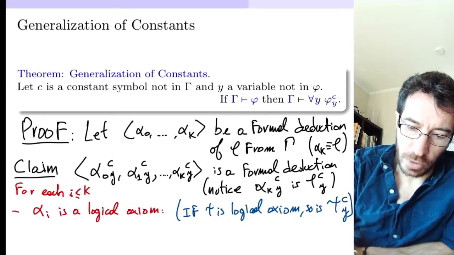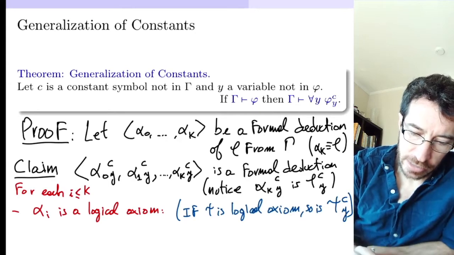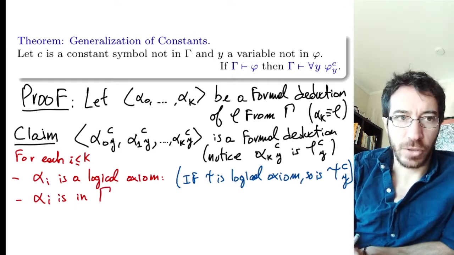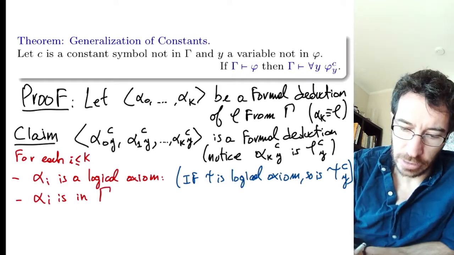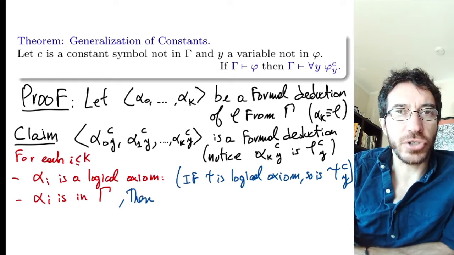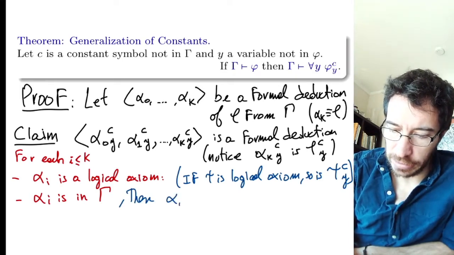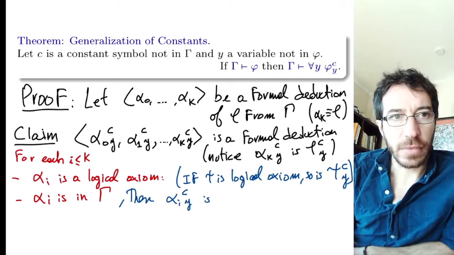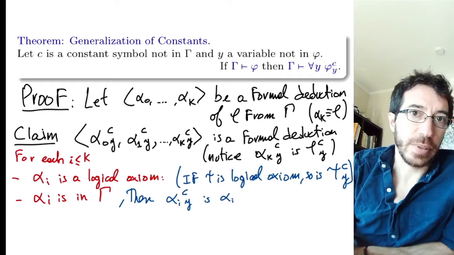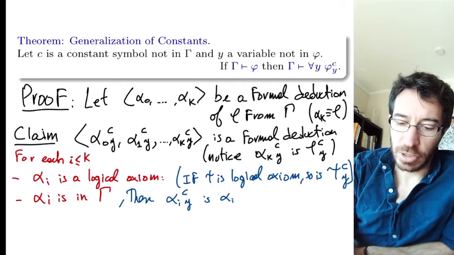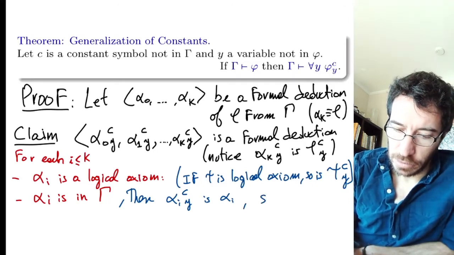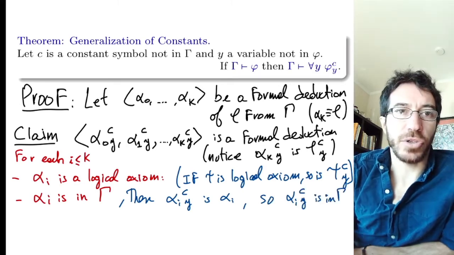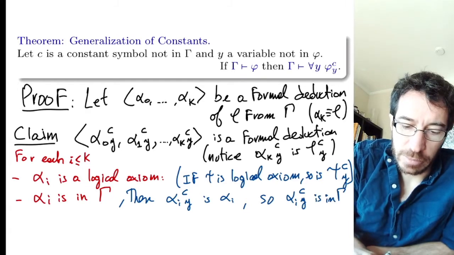Okay, so what's the other case? The other case is that alpha i is an assumption, is in gamma. But in that case, what happens? Well, then the constant c doesn't show up in gamma. So alpha i replacing c by y is the same as alpha i, because c doesn't show up in alpha i because it doesn't show up in gamma. So alpha i, which is the same as alpha i with c replaced by y, is also an assumption. It's also in gamma because it's the same as alpha i, which belongs to gamma.